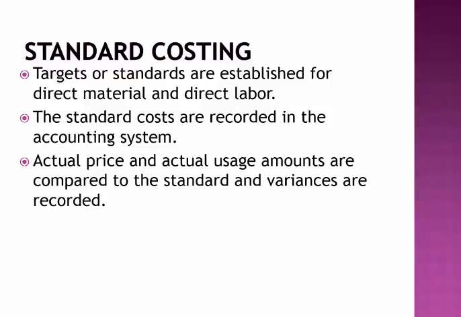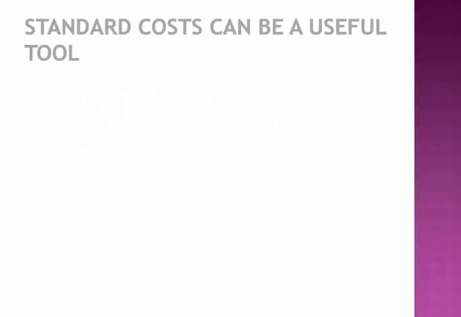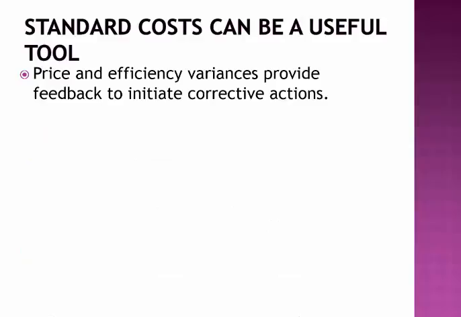When we use standards in variance analysis, we have 2 advantages. What we seek to do is to exclude past efficiencies and take into account changes expected to occur in the budget period. So price and efficiency variances provide feedback so that we can initiate corrective actions. Again, we are using this to run our operations better.